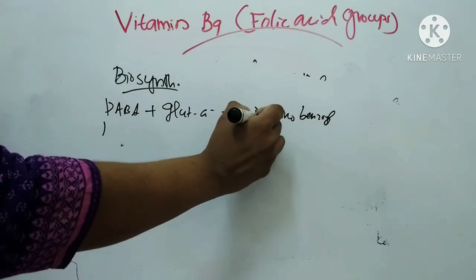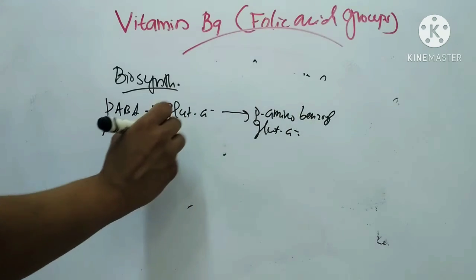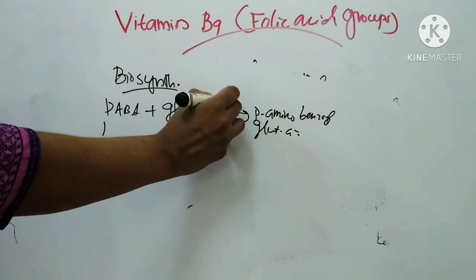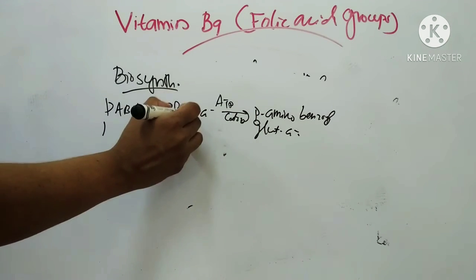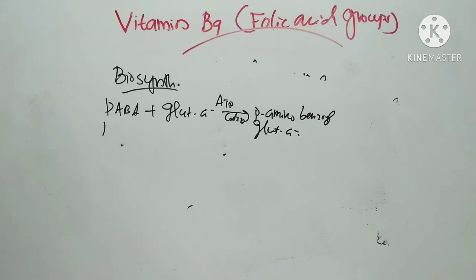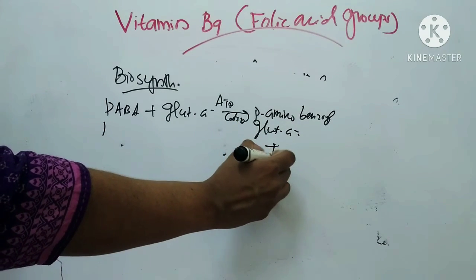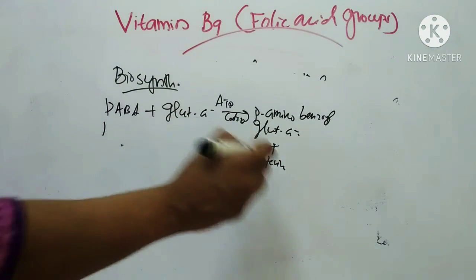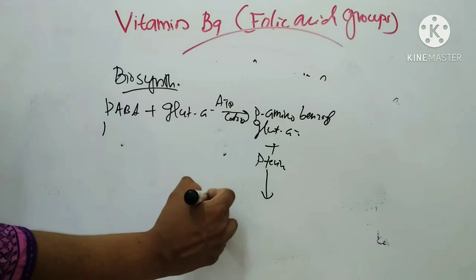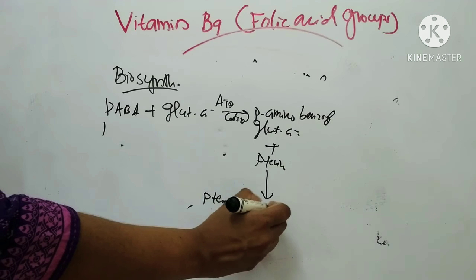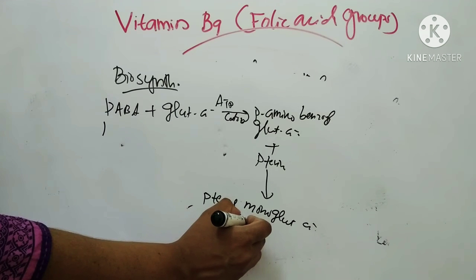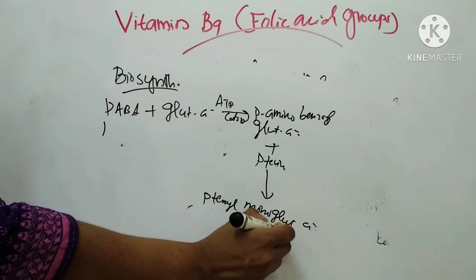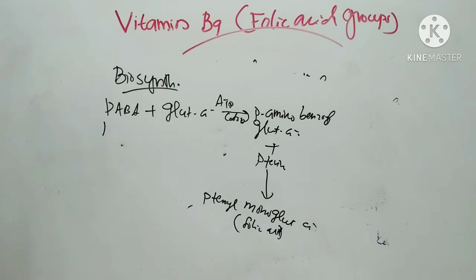In the presence of ATP and CoA-SH, PABA combines with glutamic acid to form para-amino benzoyl glutamic acid. This then reacts with pterin to form pteroyl monoglutamic acid, or pteroyl glutamic acid, or folic acid. This is the formation of folic acid.